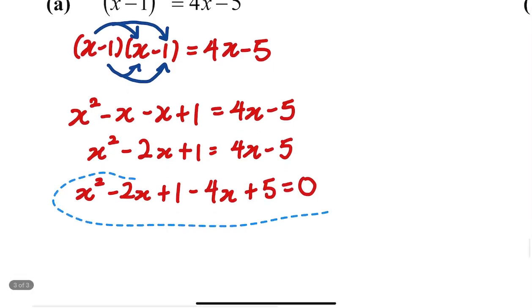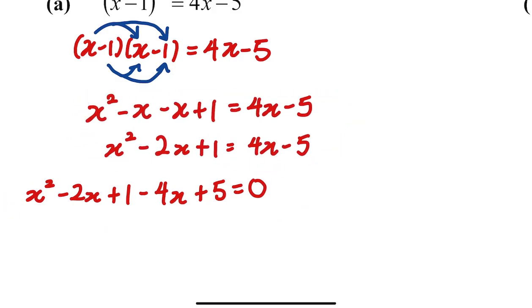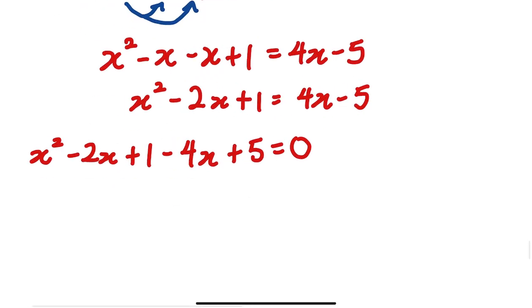Okay. Then once I've reached this step over here, now I can simplify this quadratic expression on the left side. I will get x squared. Now we identify the like terms.